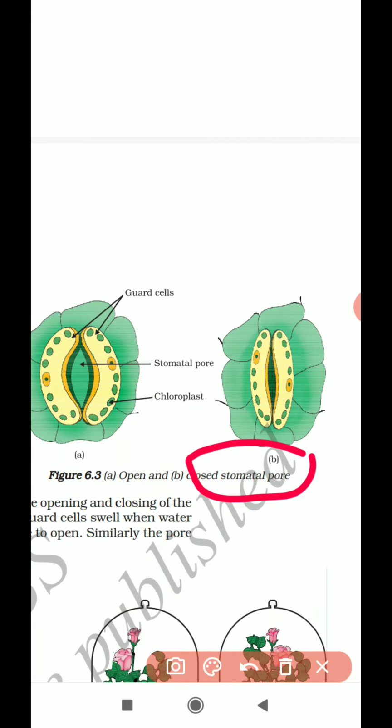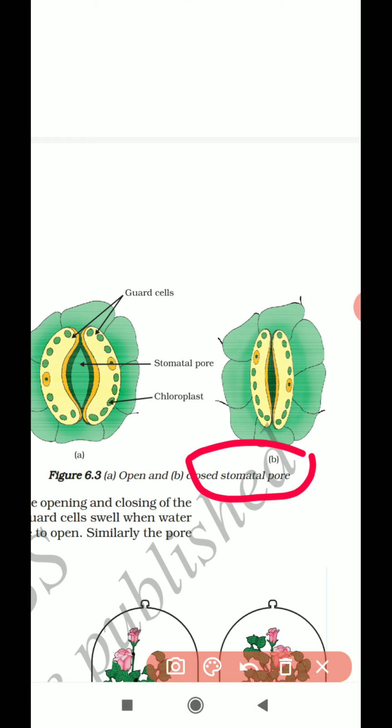See, the plants are going to get the carbon dioxide, as I said. So, as I said earlier, there are four necessary conditions required for the plants to prepare food. Those are carbon dioxide, water, sunlight, chlorophyll. Chlorophyll is present in the chloroplast, in the leaf.